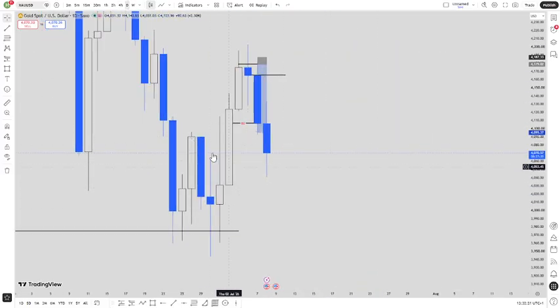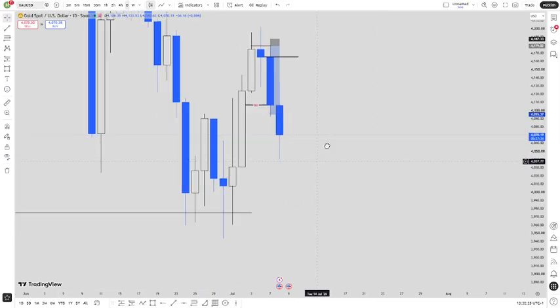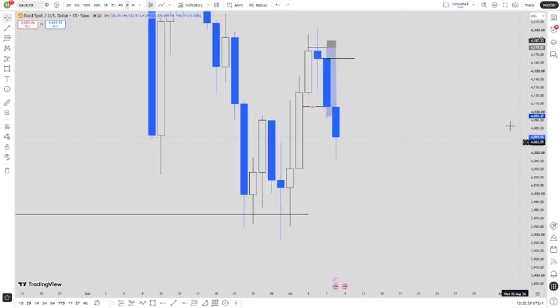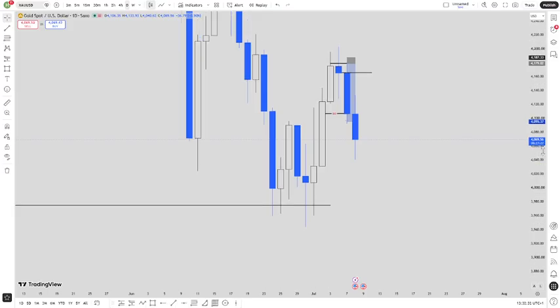Another daily key level is this RBS here, this resistance that turned into support. Another daily key level is this V-shaped key level, this OCL here. But right now we are bearish on XAUUSD.